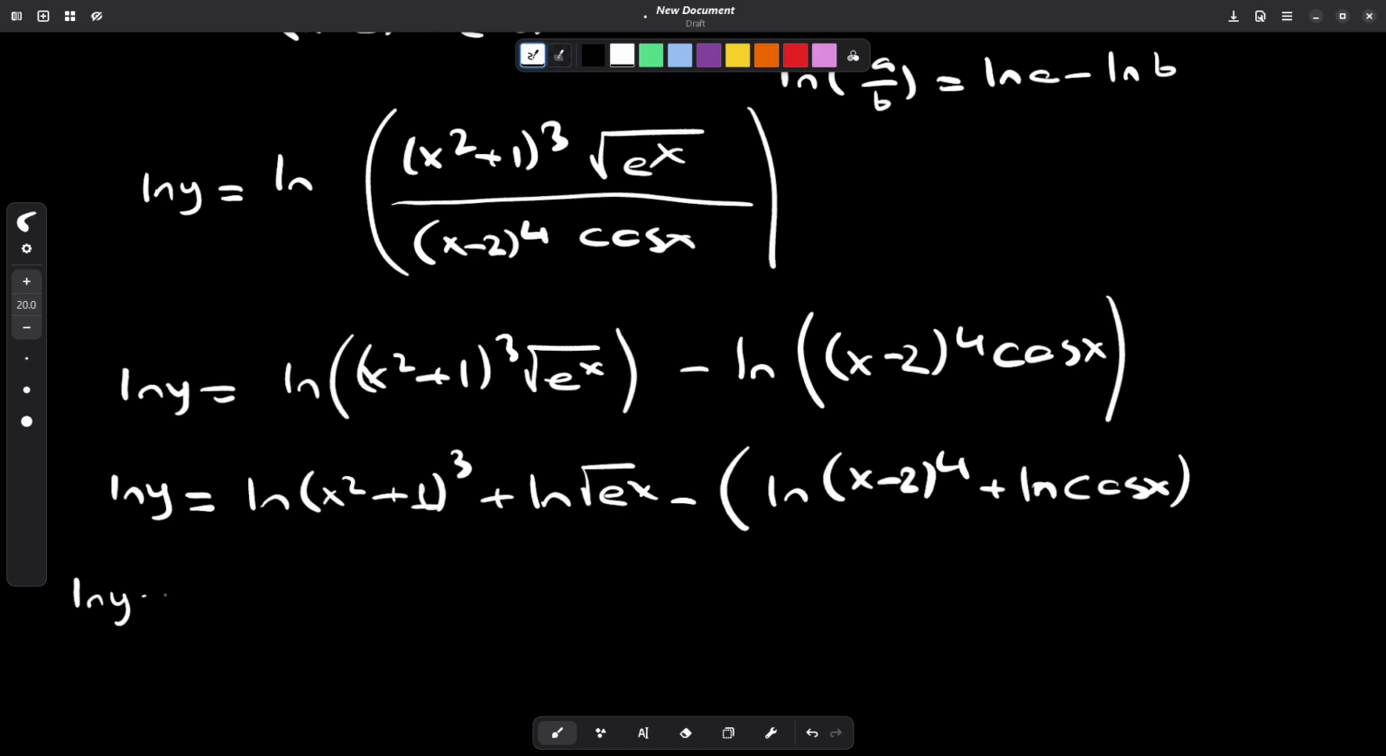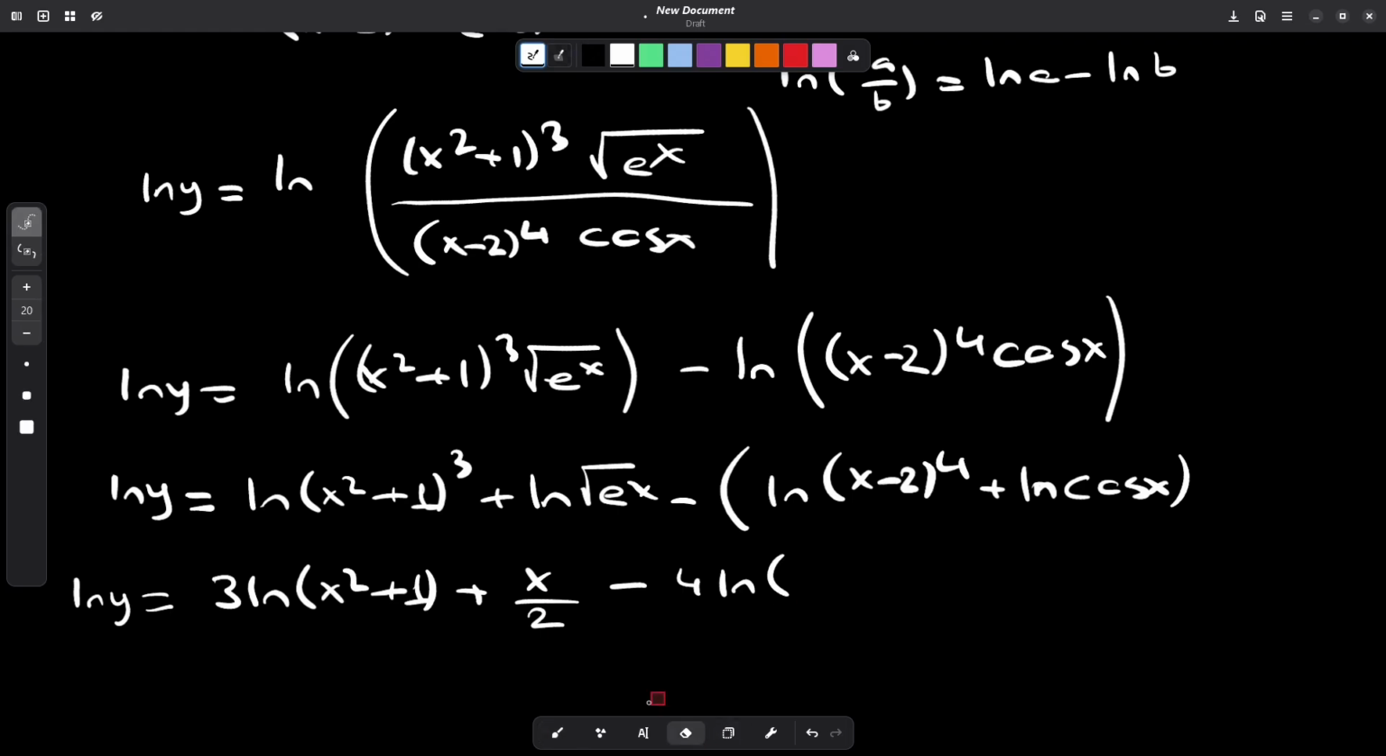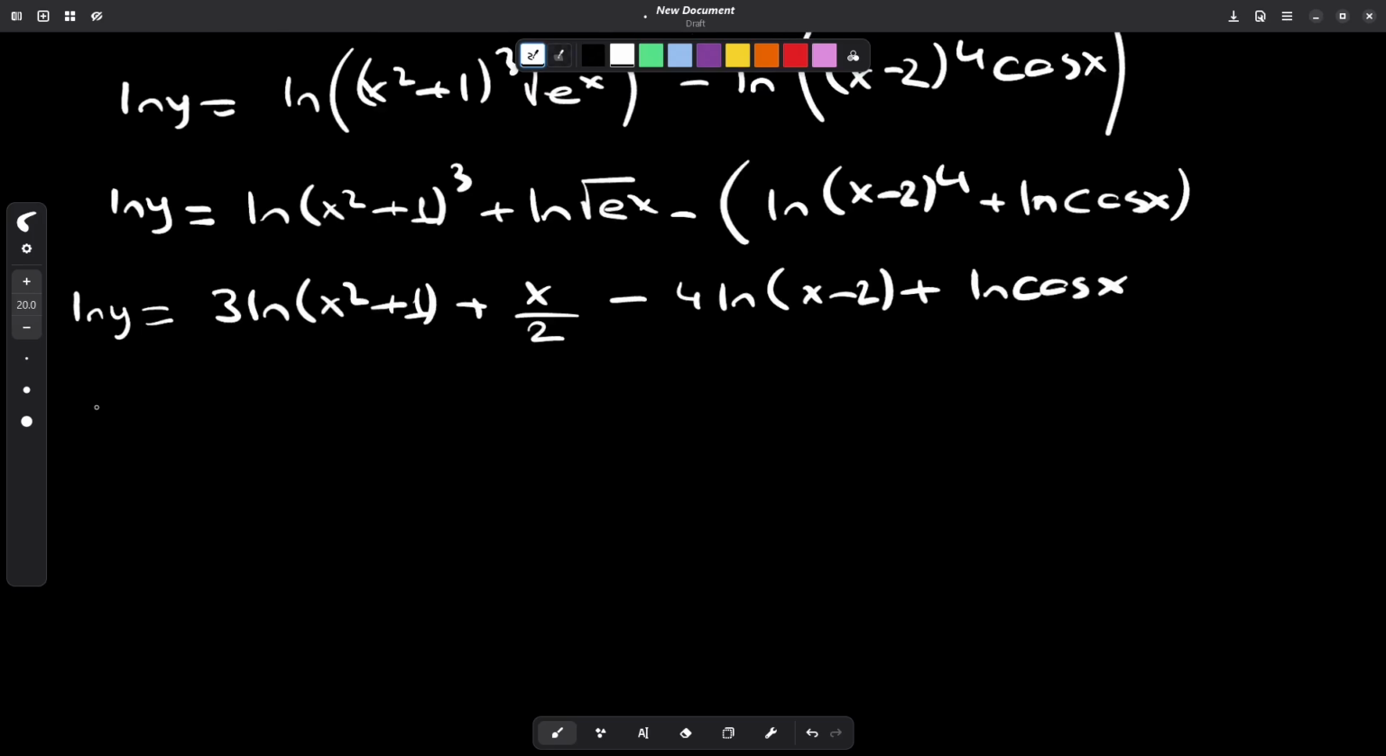From here, ln y will be equal to 3 ln of x squared plus 1, plus e to the x can be written as e to the x to the power of 1 over 2. Send 1 over 2 to the front, ln e to the x. You can send the x as well, and ln e is equal to 1. Therefore, this part is x over 2, minus 4 ln of x minus 2, plus ln cosine x.